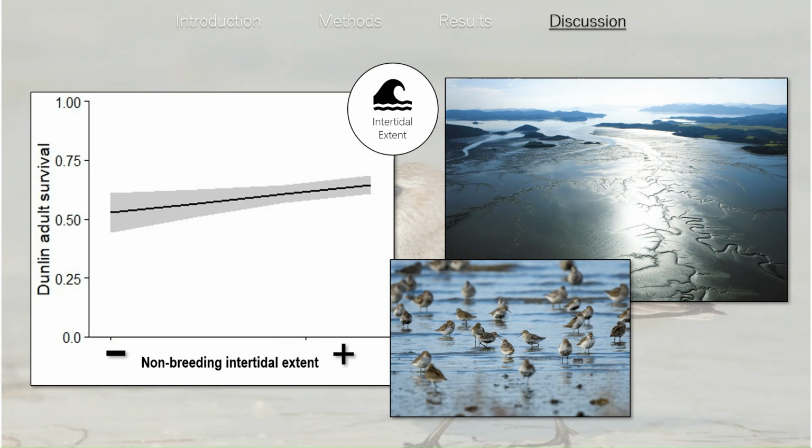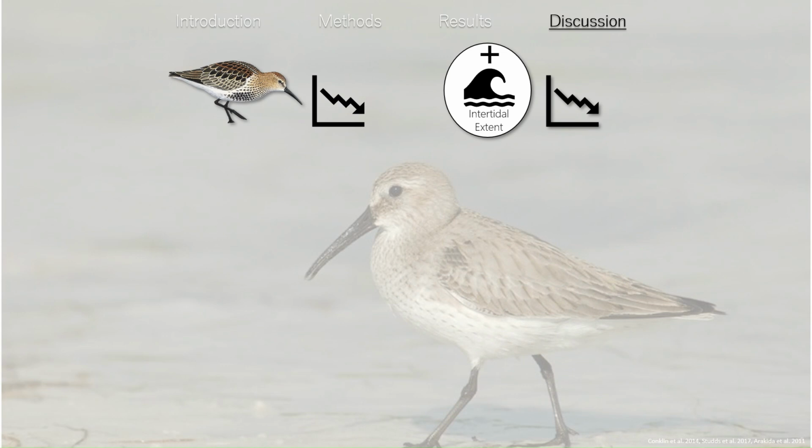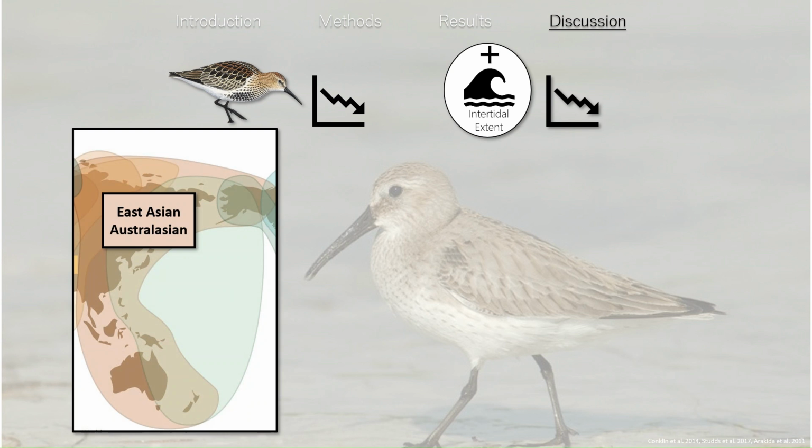So if we predict adult survival estimates based off of certain values of non-breeding intertidal extent, we observe a positive relationship with survival, which makes sense. Greater intertidal extent is correlated with higher adult survival. We found non-breeding intertidal extent along the East Asian-Australasian flyway positively correlated, but we also observed a decrease in intertidal extent throughout the study period as well as a decline in adult survival rates. And the relationship between intertidal loss and the declines in survival rates in this study imply that this subspecies is also vulnerable to this habitat loss.